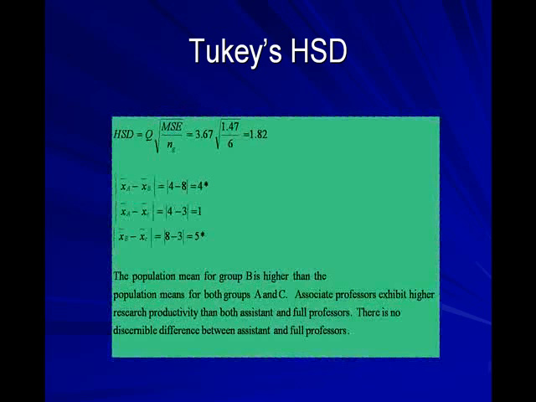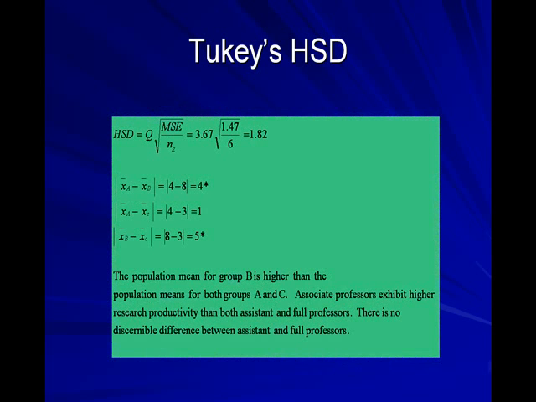To get more specific than that, we're going to have to make comparisons using Tukey's HSD, or honestly significant difference test. I'll warn you, if you go look in other texts and so on, there are a variety of tests that you can use for this. We're going to use Tukey's HSD. And to do that, we'll first compute the honestly significant difference. That's going to equal Q times the square root of MSE over n_g.